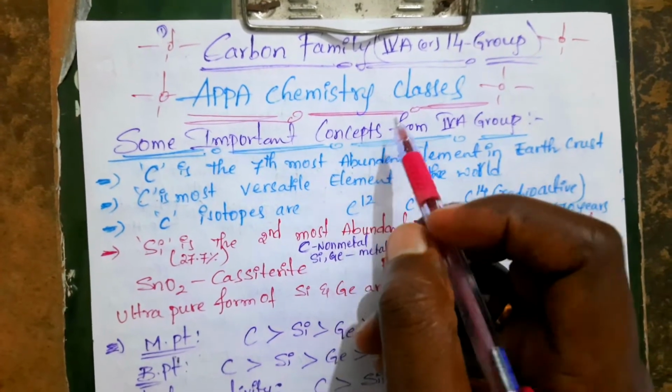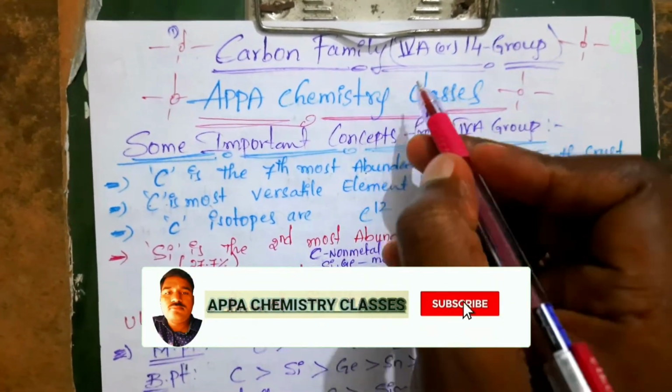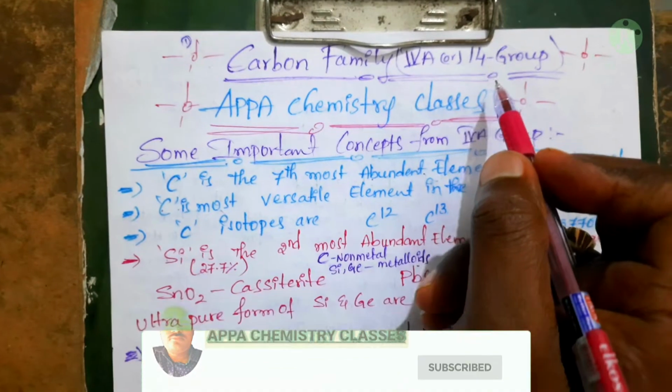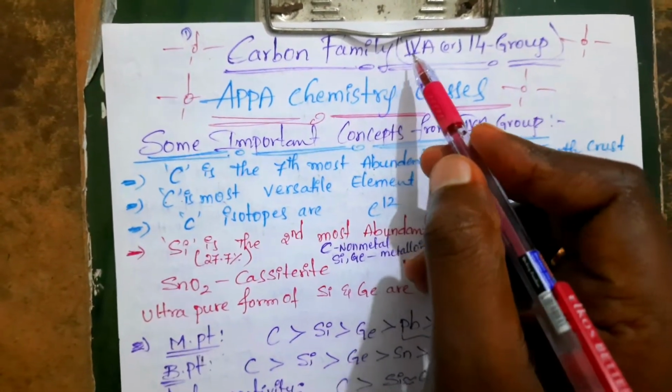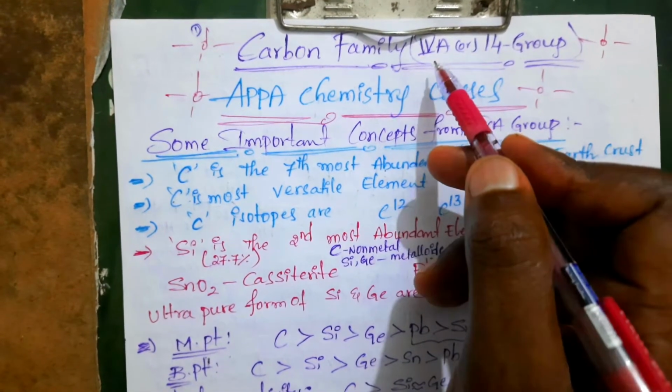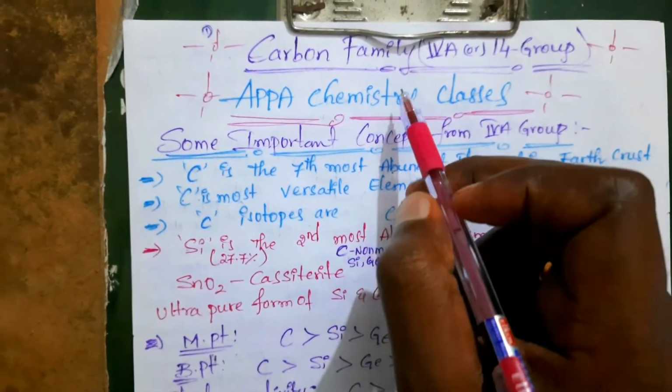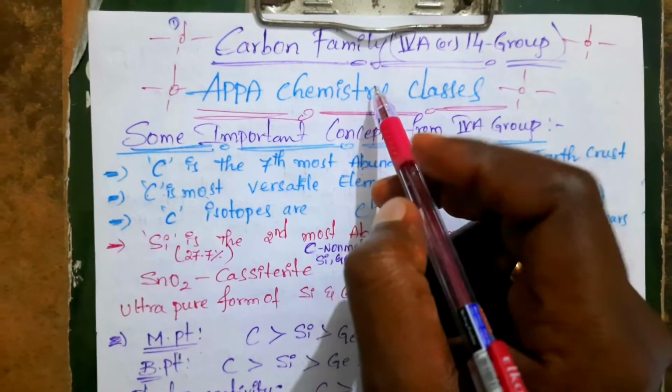Now our today's topic is the carbon family, also called the 4th A group element or 14th group element. According to the IUPAC system it is called the 14th group. According to the old system it is called the 4th A group element. It starts with carbon, so for that reason it is called the carbon family.